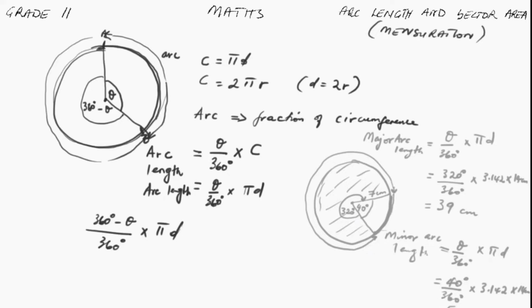centimeters. Okay, so it depends on which arc you are being asked to find its length. If it's the major arc, you will use the corresponding angle, which is this reflex angle, which corresponds to the major arc. If it's the minor arc, you use this acute angle, which corresponds to the minor arc. Now let's continue and look at how you deal with the area.